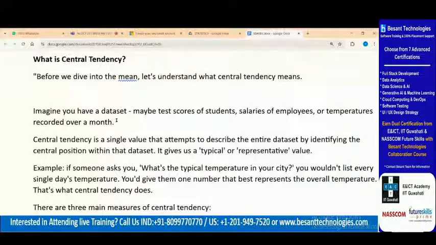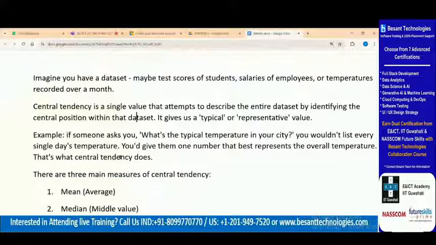Consider you don't have a single value, or a value is missing from your data set. If you face that kind of problem, and you are not able to substitute that value with some other value, there would be a problem. So for that, we need the central tendency. Another example I've specified here: if someone asks you what's a typical temperature in your city, you wouldn't list the whole single day's temperature, no? The temperature of a particular day will be like 39 in the morning and like 40 in the evening. It will always be changing from one temperature to another.